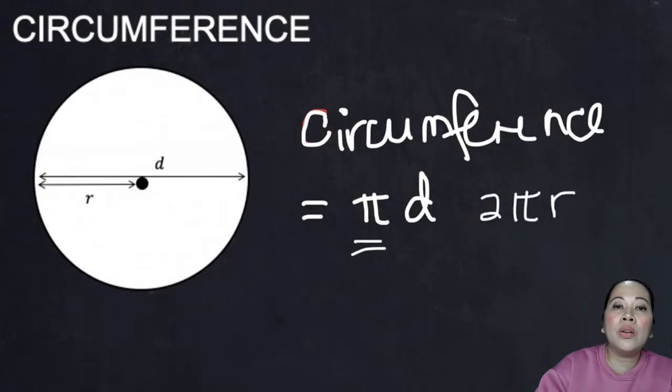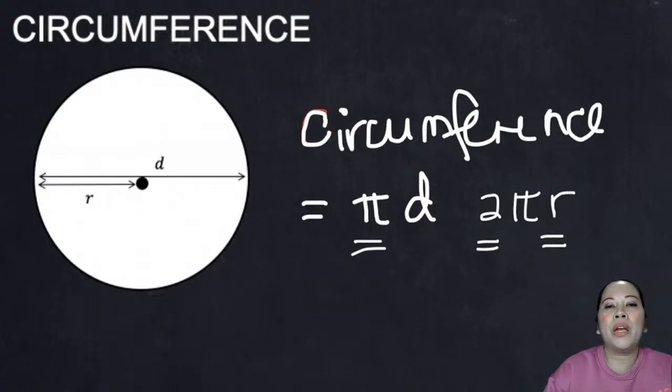Now, please do take note that your diameter is twice your radius. That is why you have a 2 and an r here. So that's 2 pi r. Okay, so do remember that, noting that diameter is twice the radius, so you have 2 pi r.